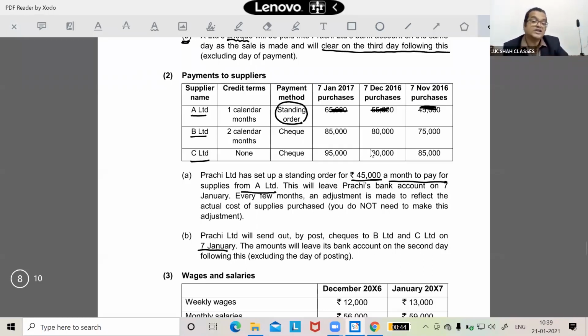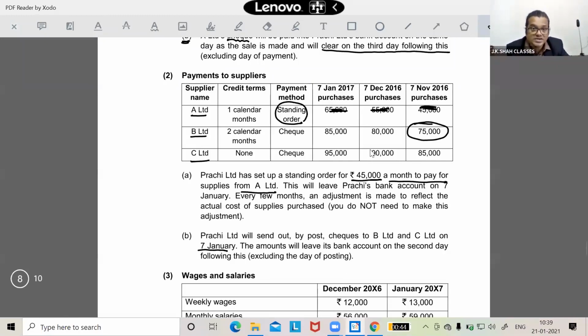Sorry. 7 January will pay for which period? Not January to February to March. This will pay for December, January. November. Oh, 7 November to 7 December, 7 December to 7 January. Yeah. Means this amount you will pay in January. What is told? This will leave on the second day following this, excluding the day of posting. So on 7th we will post this 75,000. And then this amount will go after 2 days, means on 9th it will go.